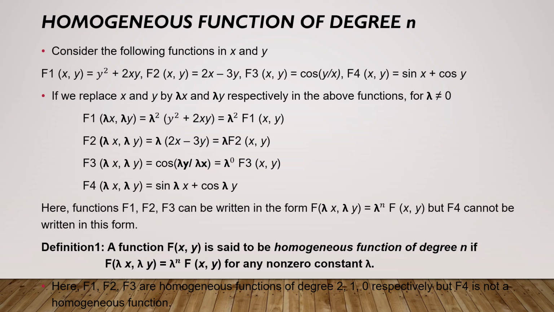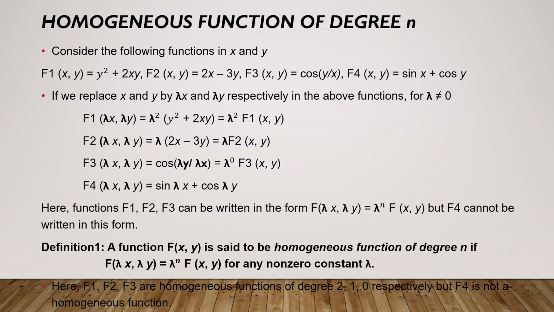The first function f1 of lambda x, lambda y is nothing but lambda square. If you take out lambda square, you can write it as lambda square into f1 of xy. Similarly, the second function f2 of lambda x, lambda y can be written as lambda into f2 of xy. The third function, f3 of lambda x, lambda y, is the same as f3 of xy, so you can write it as lambda raised to 0, which is 1. But the fourth function you cannot express in such a way. So here functions f1, f2, f3 can be expressed in the form f of lambda x, lambda y is equal to lambda raised to n into f of xy. But f4 cannot be written.